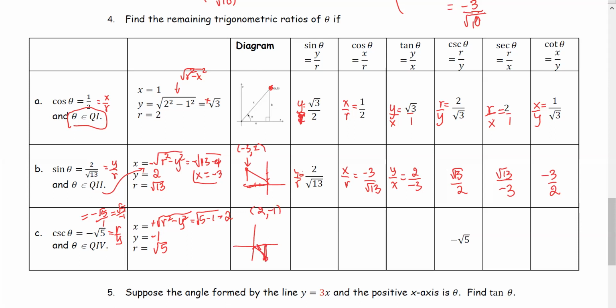The sine theta, which is y over r. The y is -1, the r is square root 5. The cosine theta is x over r, or 2 over square root 5. The tangent theta is y over x. Y is -1, x is positive 2. And we know the cosecant theta is provided as negative square root 5. The secant theta is the reciprocal of the cosine, or square root 5 over 2. The last one, the cotangent theta, is the reciprocal of the tangent theta, or -2 over 1, or just -2.